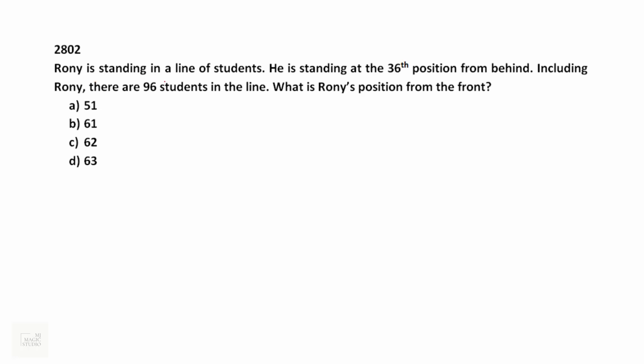Ronnie is standing in a line of students. He is standing at 36th position from behind. Maybe this is front and this is behind. He is at 36th position from behind. Including Ronnie, there are 96 students in the line. What is Ronnie's position from the front?